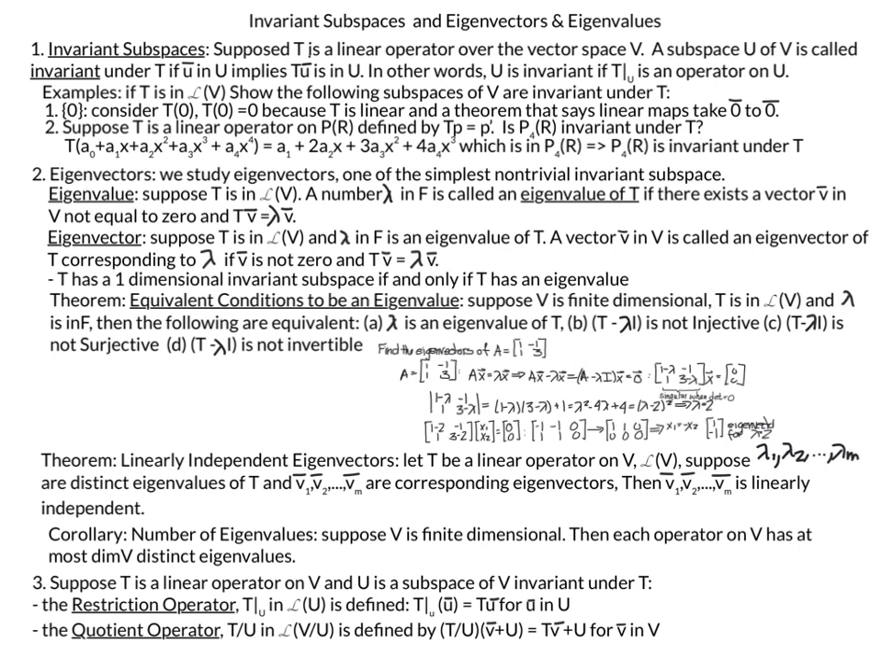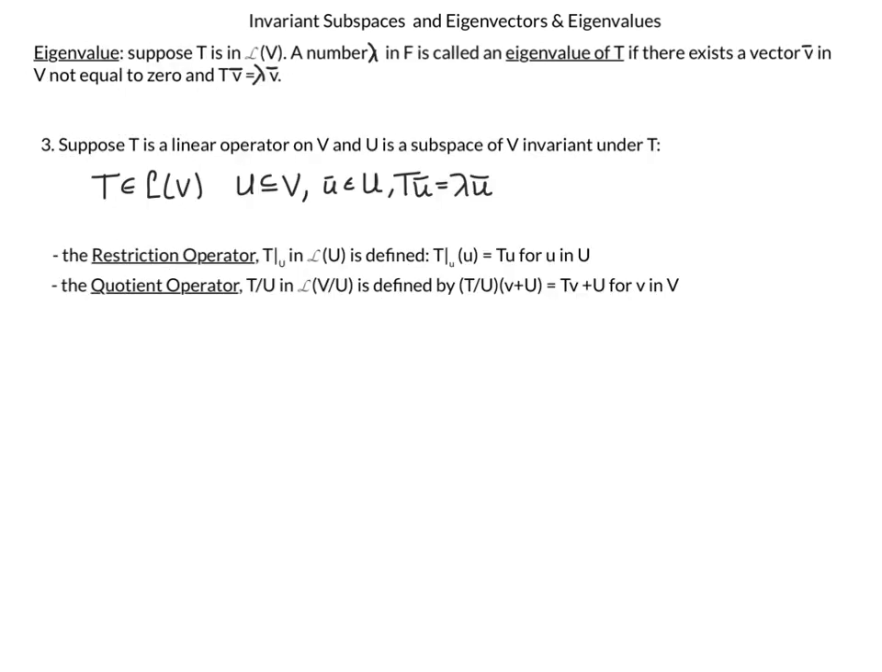Our last topic is going to be on the restriction operator and the quotient operator. I've kept my eigenvalue definition here, and we're going to start with our restriction operator and quotient operator. Suppose T is a linear operator on V, and U is a subspace of V, and it's invariant under T. So T is a linear operator on V, U is a subset or subspace in particular of V, and for any element or vector u in the subspace U, T of u is equal to, I'm going to draw a picture of this.